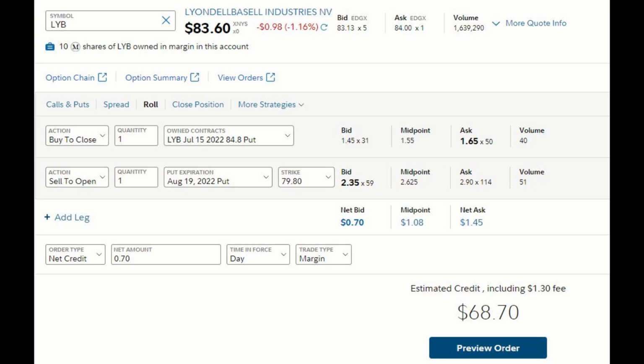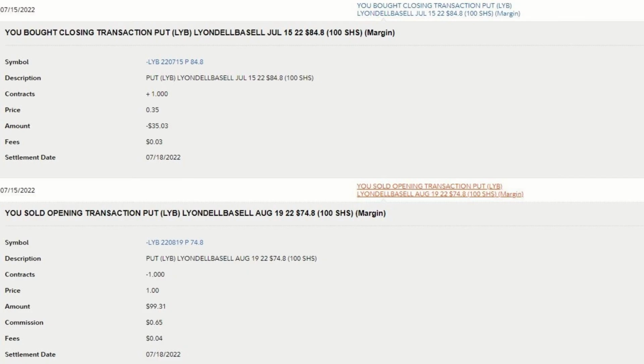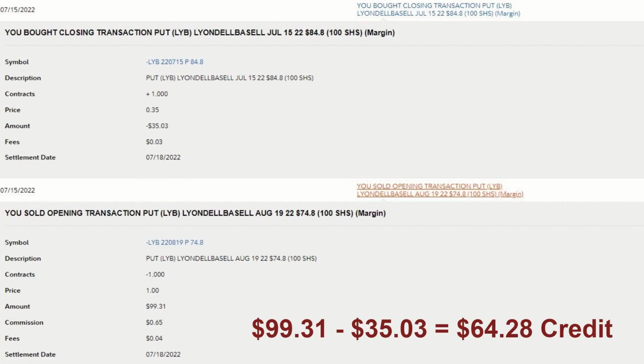$68.70. Now, what I actually did was I waited till Friday, it recovered a little bit, and this is what I did. I decided to roll it out and down. But I went even further. In this case, I rolled it all the way down to a $74.80 price. $10 below where it currently sits. And since the stock recovered a little bit, it only cost me $35 to close it, and I got $99.31. So I still did okay, made a little bit, and I have a lot of protection. So it's still got to drop $10 in value.